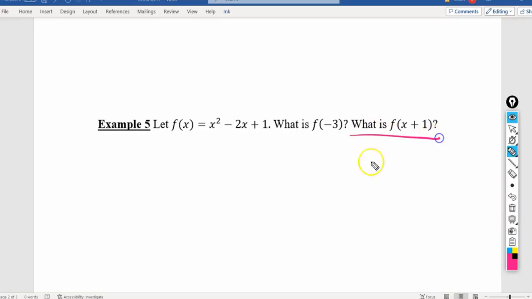Now let's look at this one. What do we get for that one? Well, I'm going to take my original formula and I'm going to write it without the x. Everywhere there's an x, I'm going to replace it with blank parentheses. That's the first thing I'm going to do. Okay, I'm going to replace the x with blank parentheses. And now, what's going to go inside those blank parentheses? x plus 1.